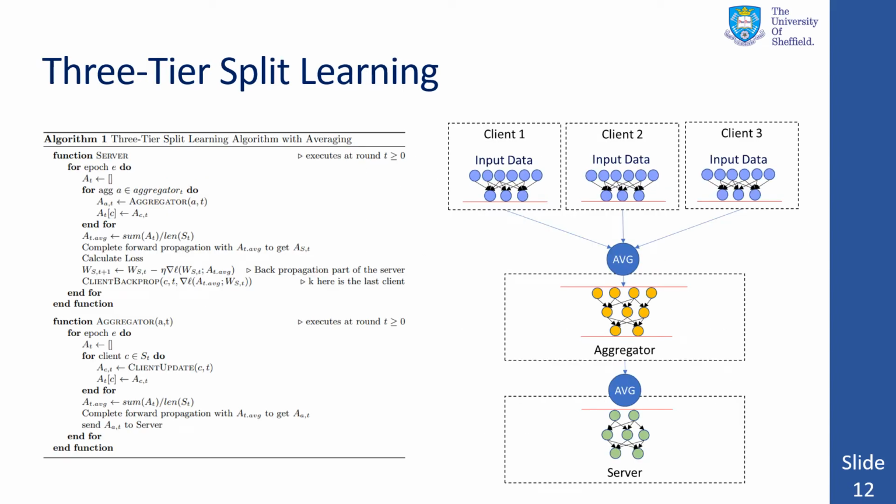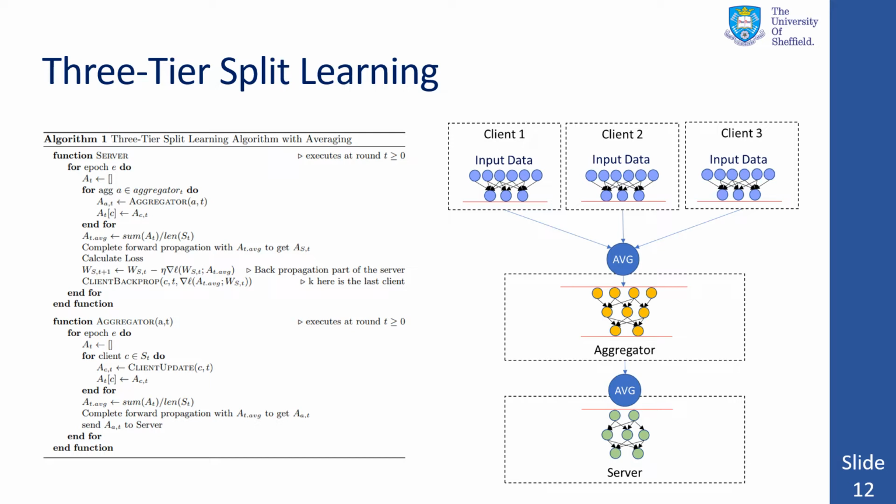Here is a figure showing our proposed three-tier split learning. As you can see, the machine learning model is split into three parts instead of two. The first part resides at the client side, the second part resides at the aggregator side, and the final part resides at the server side. Another issue that we're considering in this variant is that we minimize the communication overhead.